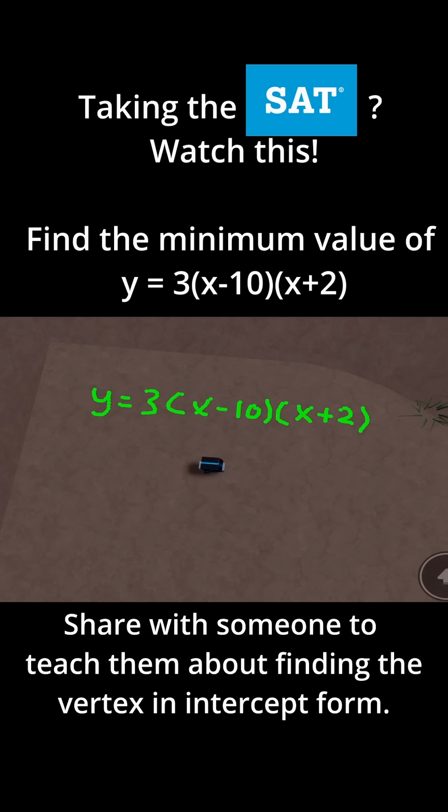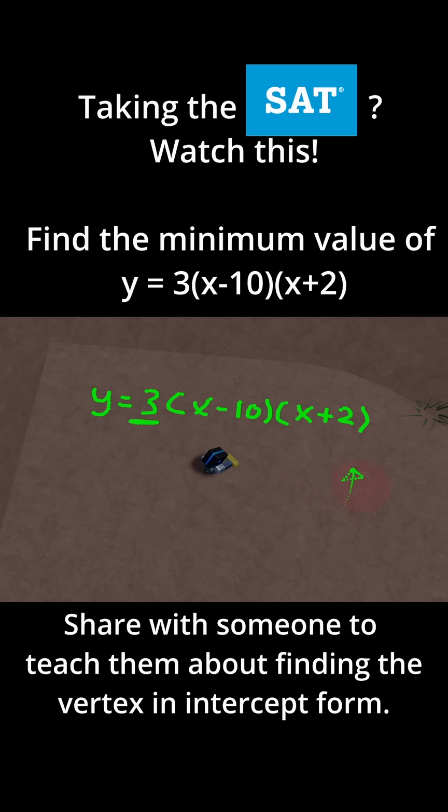In this problem, we need to find the minimum of the parabola with the equation y equals 3(x minus 10)(x plus 2). To do that, let's think about what the minimum of a parabola is. I know that this parabola is going to face upwards. Why? Because that value on the outside, 3, is positive. So just imagine a parabola that faces upwards.